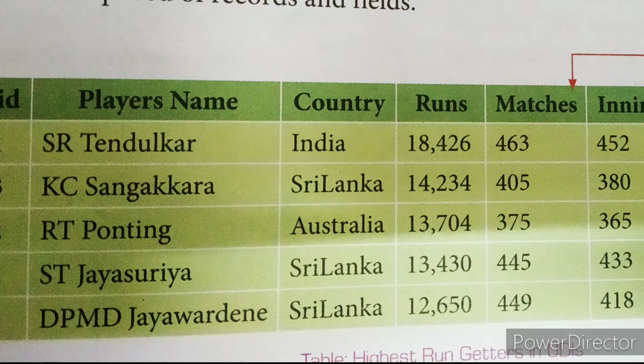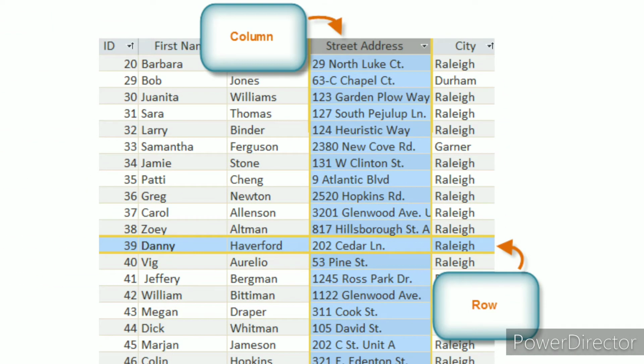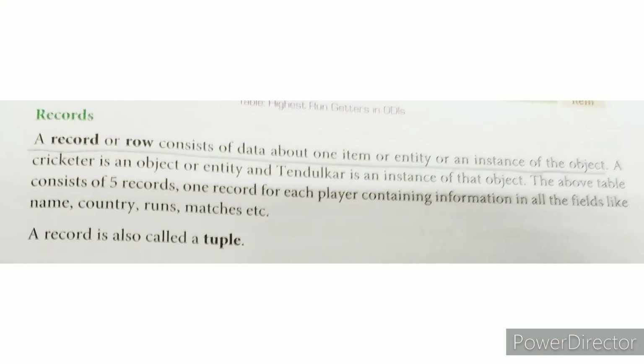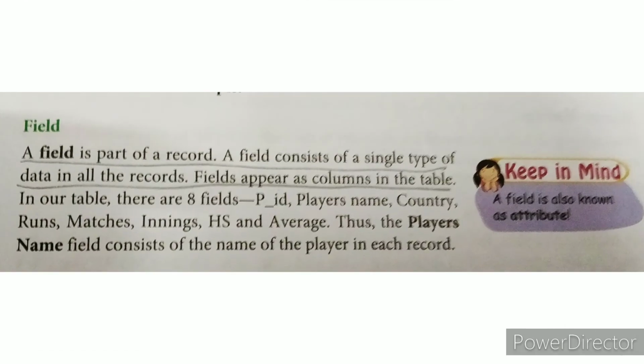Tables are the building blocks of a database. A table is a collection of related data organized in rows and columns. These rows are called records and the columns are called fields. Records. A record or row consists of data about one item or entity. A record is also called a tuple. Field. A field is part of a record. A field consists of a single type of data. In all the records, fields appear as columns in the table.